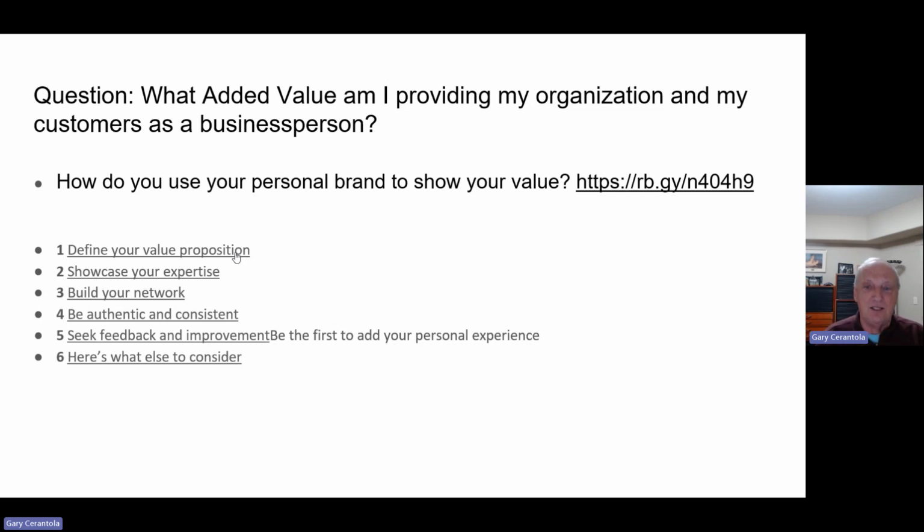How can you showcase your expertise? How could you build your network so that you're more capable and you can bring extra capability to the workbench, so to speak? And how to be authentic and consistent so that you can be a trusted authority, and then how to get feedback and improve what you're doing.